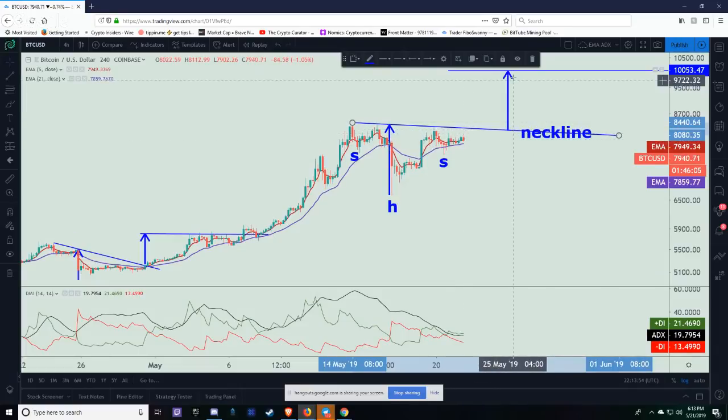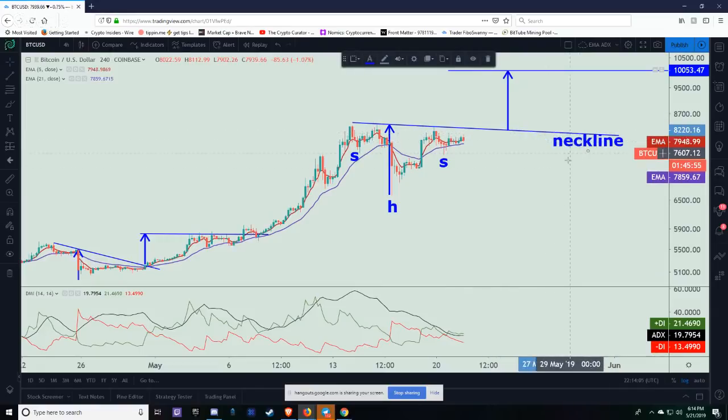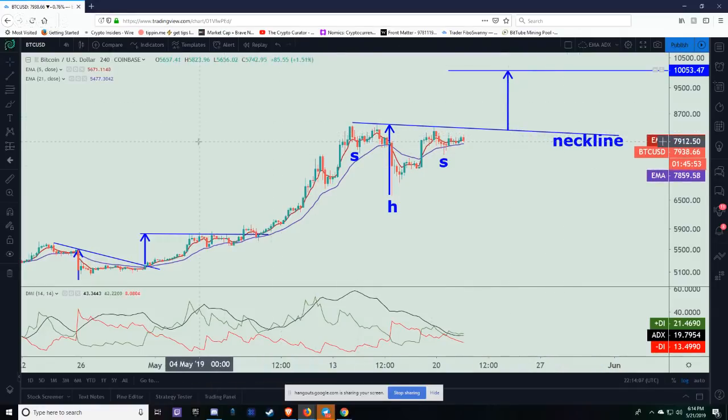Because it shouldn't go straight to 10,000, but if it comes up, comes back down, tests this as support again, it's going to be another area of buying interest to work its way back up to the upside. So this is the 4 hour that I'm looking at. Thank you, Socrates, for bringing this chart to my attention. I thought it was pretty interesting.